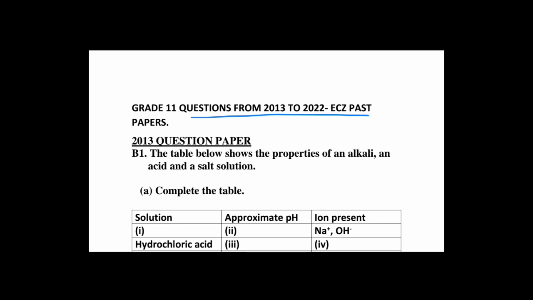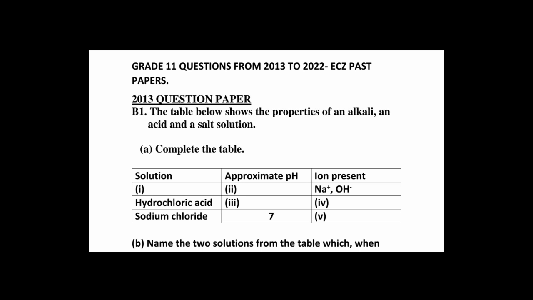There you are able to see that grade 11 questions from 2013 to 2022 ECZ past papers. In 2013 academic year, ECZ examination, we have a question from section B. Question 1 reads, the table below shows the properties of an alkali, an acid, and a salt solution. The question is coming from the topic acids, bases, and salts.